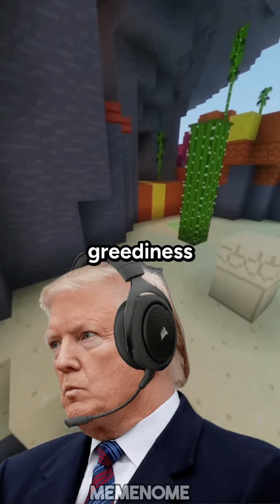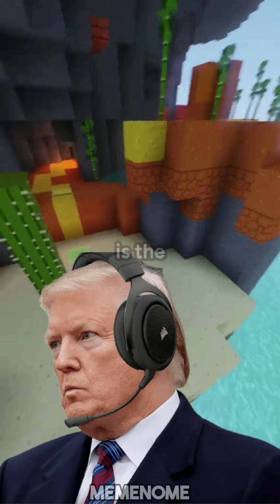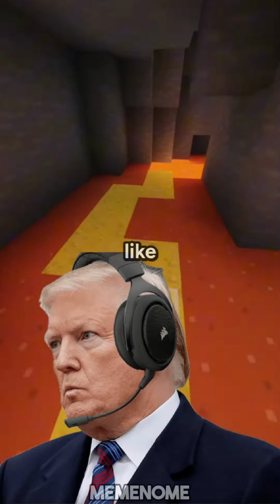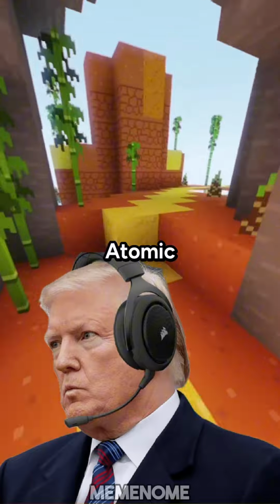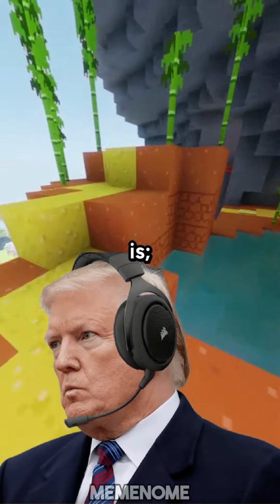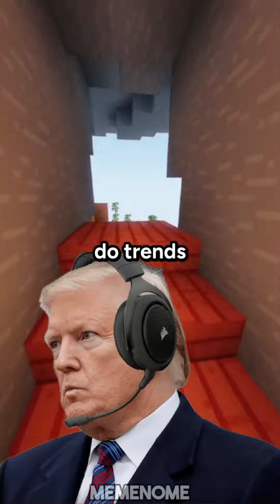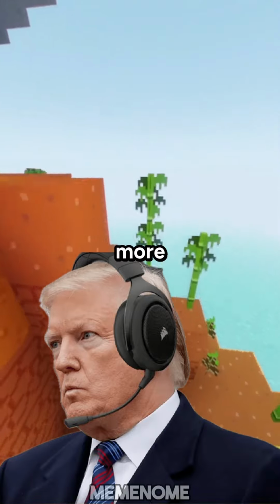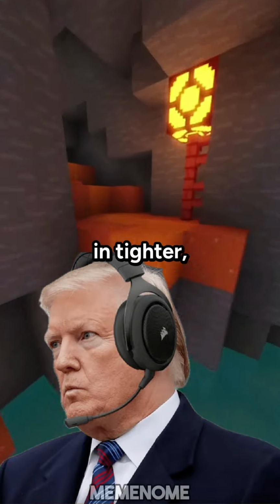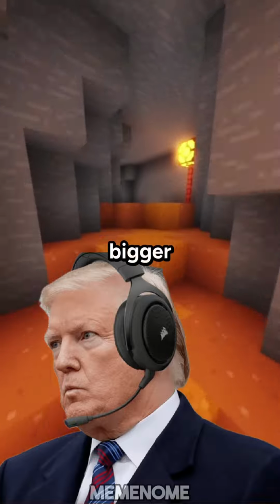Electronegativity, the greediness for electrons. Fluorine is the greediest. It takes electrons like nobody's business. Atomic radius, how big an atom is. It shrinks across a row and grows down a column. Why do trends move that way? Because more protons pull electrons in tighter, and more shells mean bigger size.